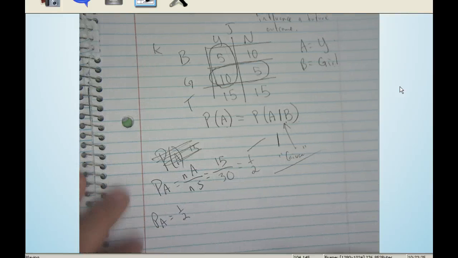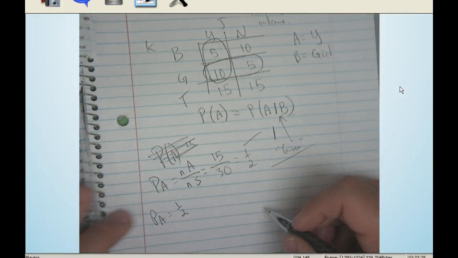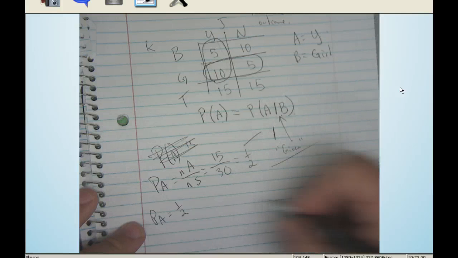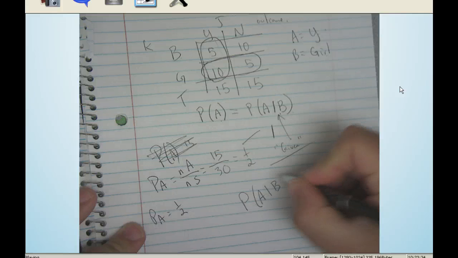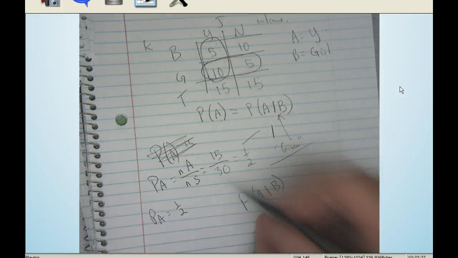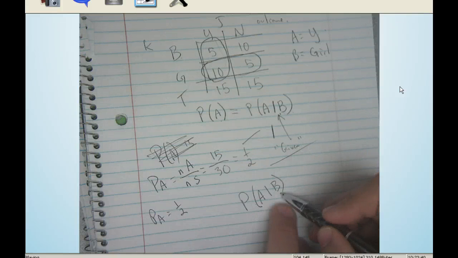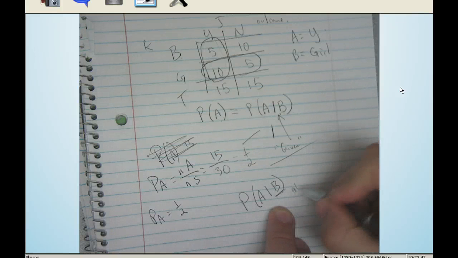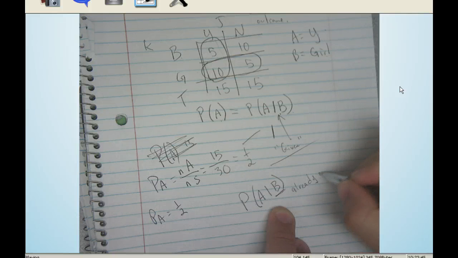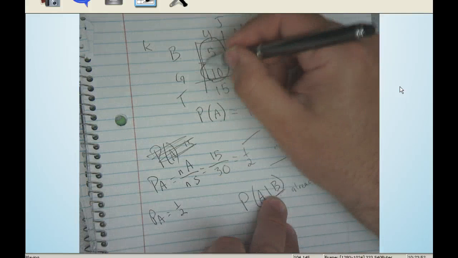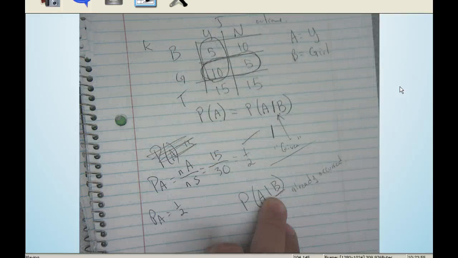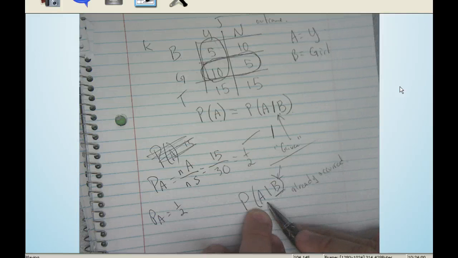Now let's do the probability of A given B. So this means that we've already gone through the group. The given part means this event has already occurred. So they're just coming along and they're saying, okay, hold on, we've grabbed all the girls. We already did that. We just grabbed all the girls. That part is done. So given that it's gonna be a girl, what is the probability that they say yes?